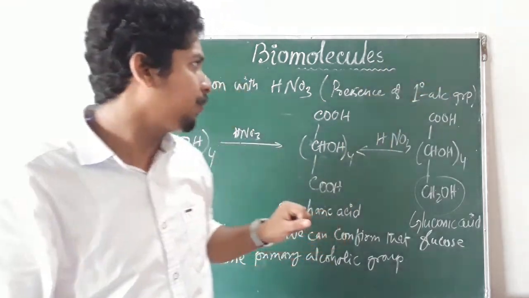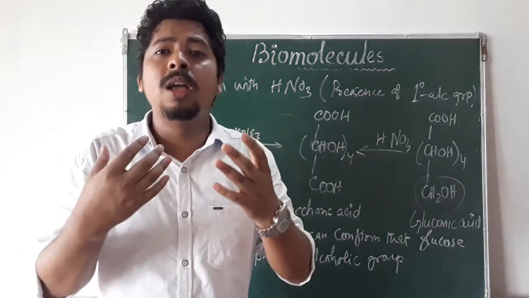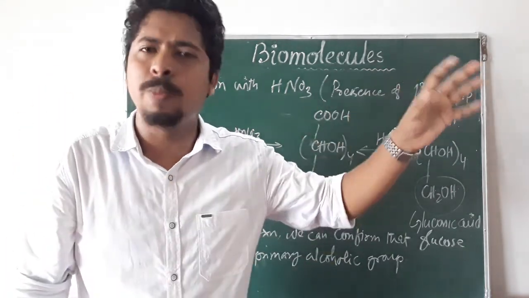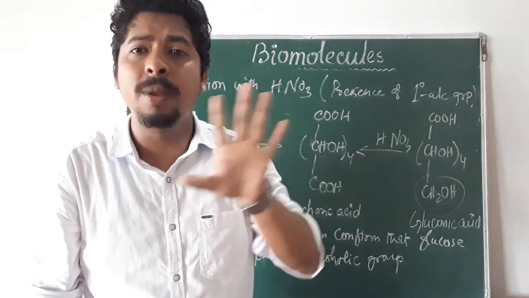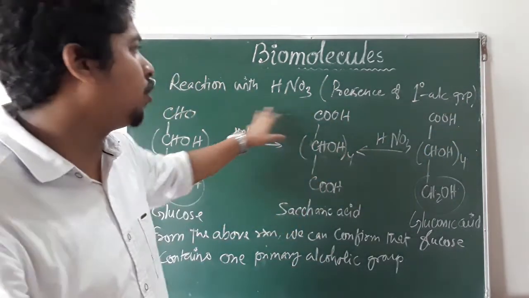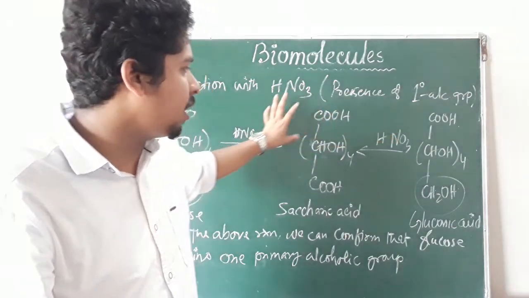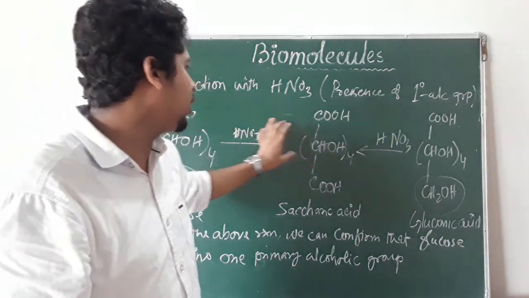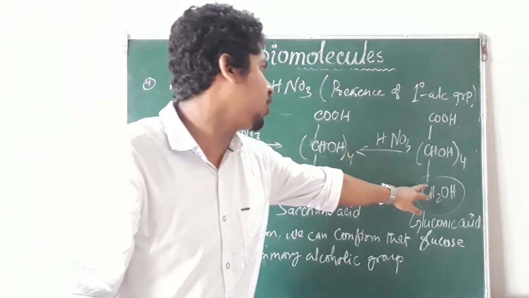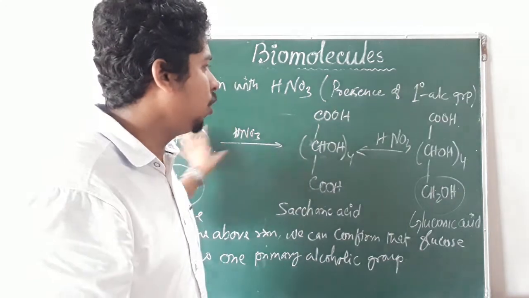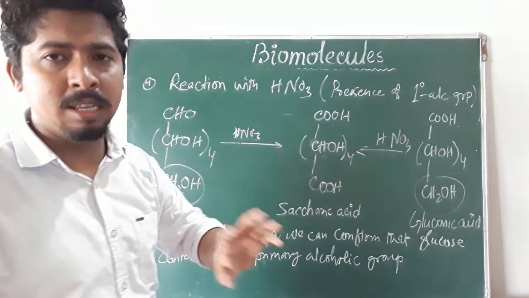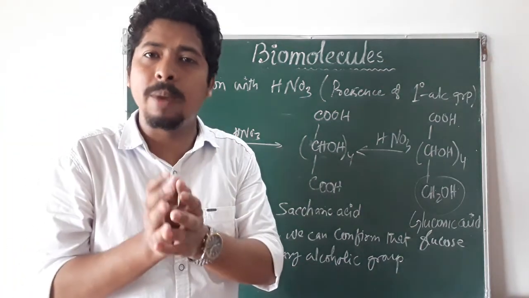After that, treatment with acetic anhydride. Glucose on treatment with acetic anhydride forms glucose pentaacetate, which indicates that glucose has 5 alcoholic groups. And the presence of the primary alcoholic group can be confirmed when glucose or gluconic acid is treated with nitric acid. Both of these molecules convert into saccharic acid, which confirms that glucose contains one primary alcoholic group.